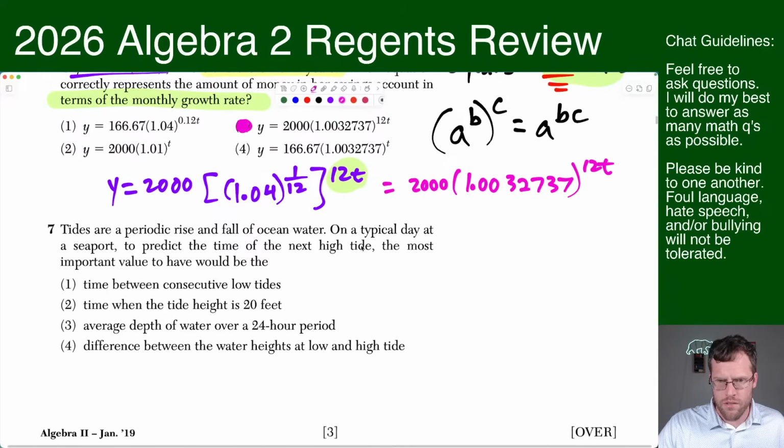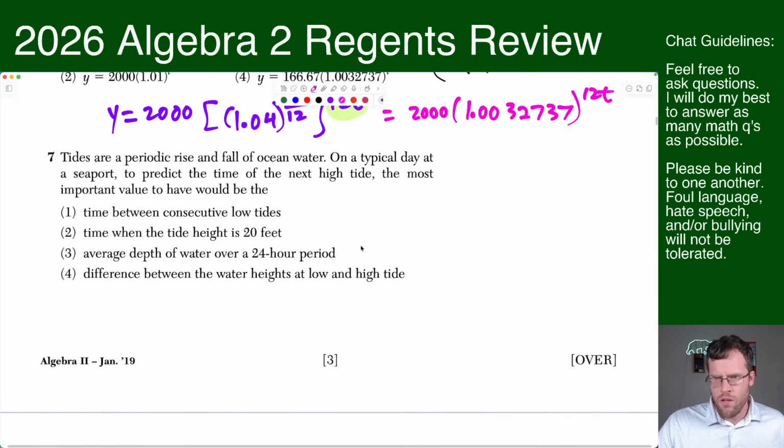All right, let's see. All right, this is a good question. So this is about the trig graphs a little bit.